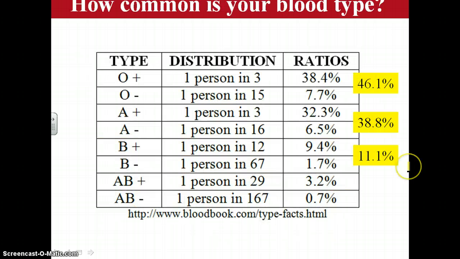Alright, so this slide just shows you the relative amount of the different blood types, whether you're curious whether you have the most common or the least common. O tends to be the most common blood type in a population, and AB is the least common because in order to get AB, you would have to get one A allele and one B allele, so it's a little bit less common to have that blood type.